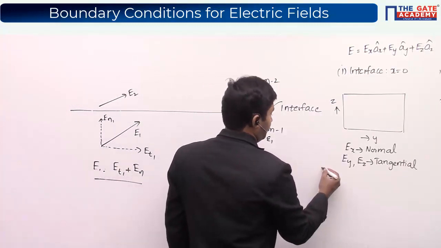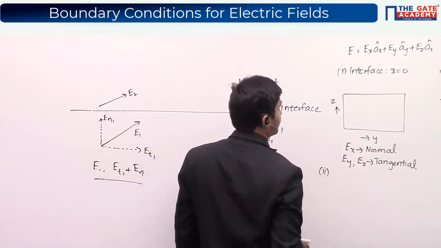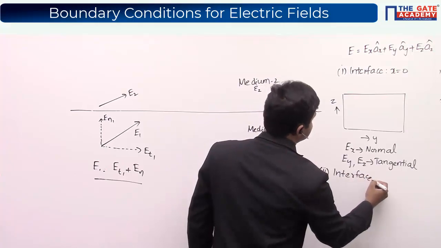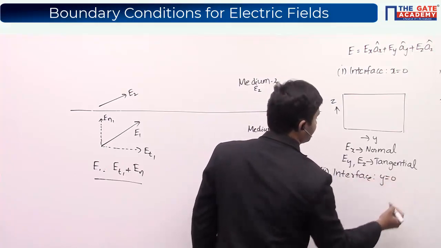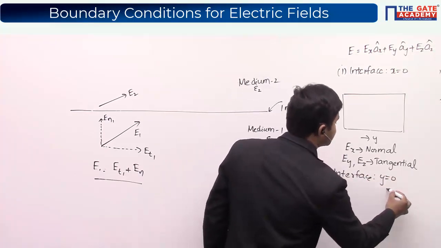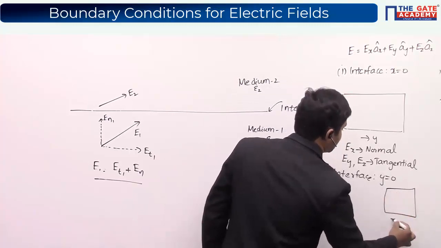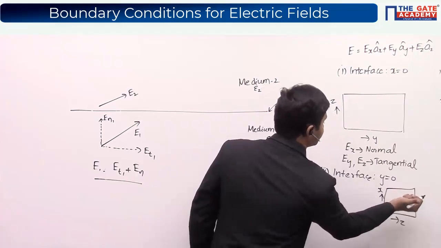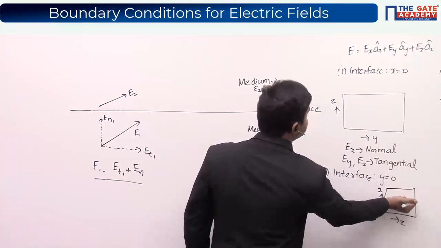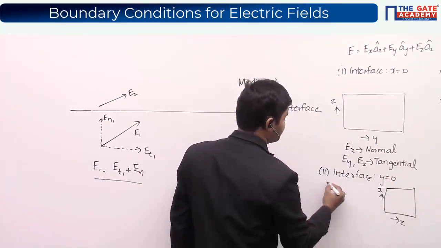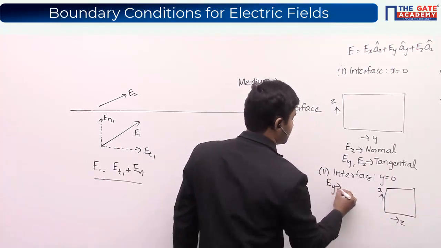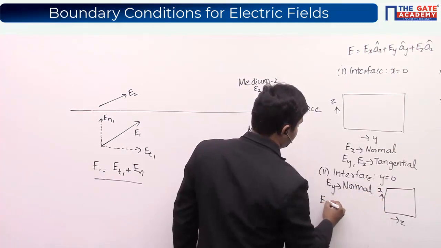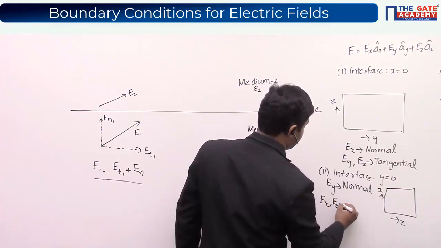The second one, if the interface is y equal to 0, y equal to 0 is nothing but the zx plane, and for the zx plane, the y direction is going to be the normal direction. So in this case, Ey will be normal, Ex, Ez will be tangential.